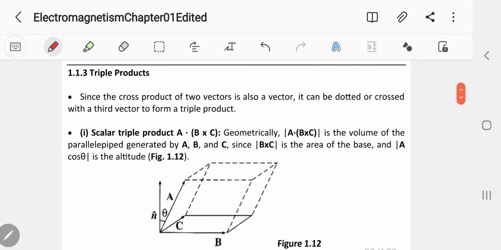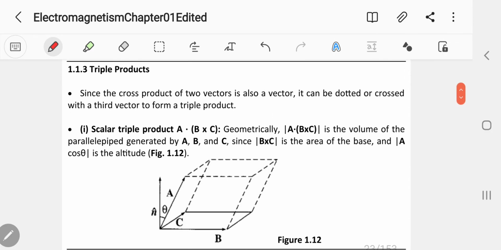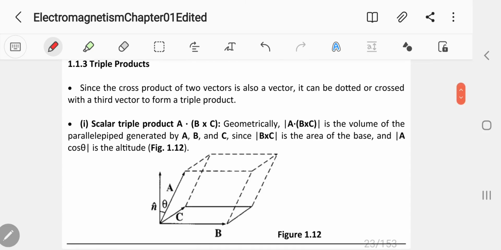There's a triple product. This one is a triple product, A dot B cross C. A dot B cross C is actually the volume of the parallelepiped. This is a parallelepiped.